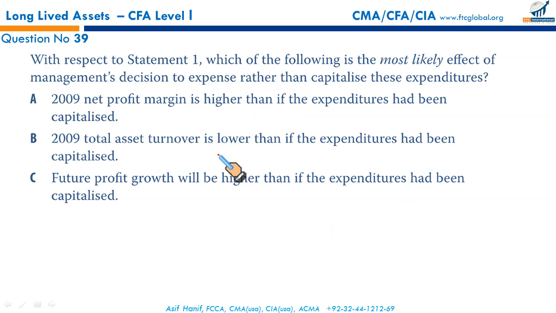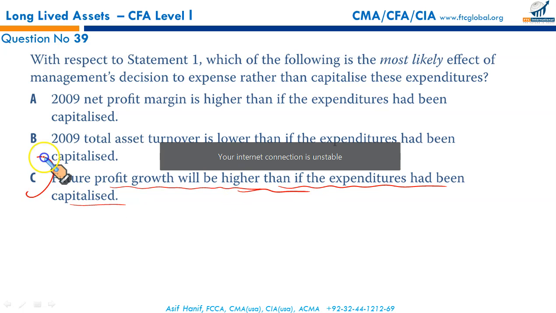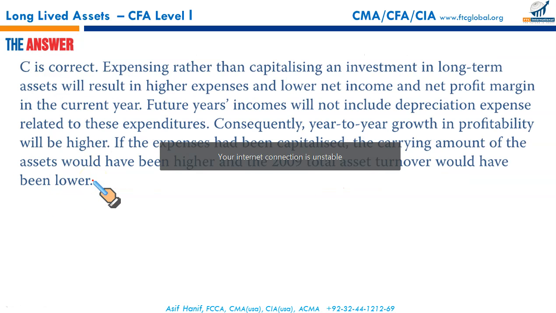Wrong. Yes, future profit growth will be higher than if the expenditure had been capitalized. This makes sense. Since it is expensed now, there is no more depreciation in the future. So future profitability would be higher. This is the right option. C is the correct option.